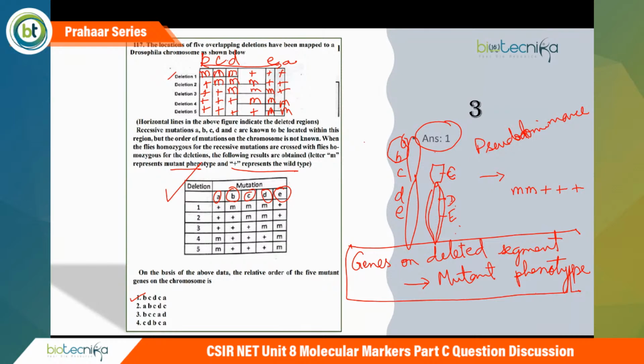So this way you can easily solve this kind of deletion mapping questions, which have also been asked multiple times in the CSIR exam.